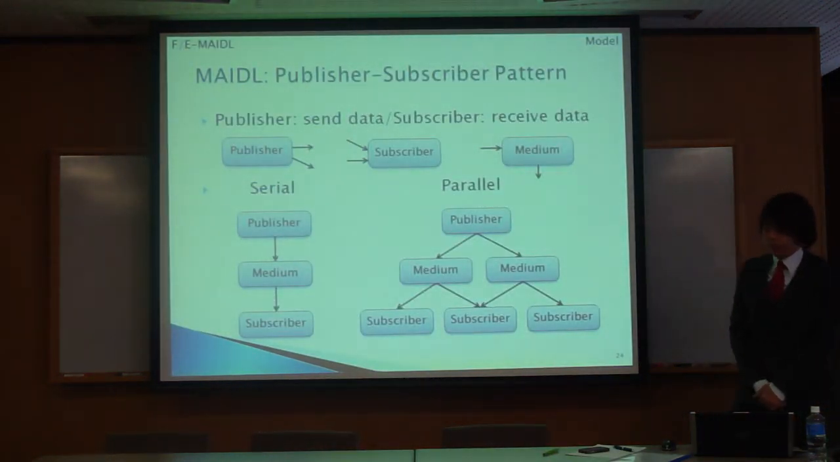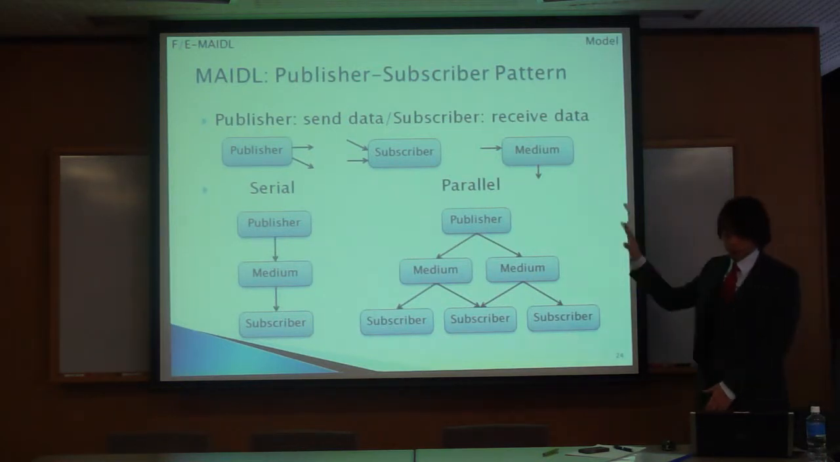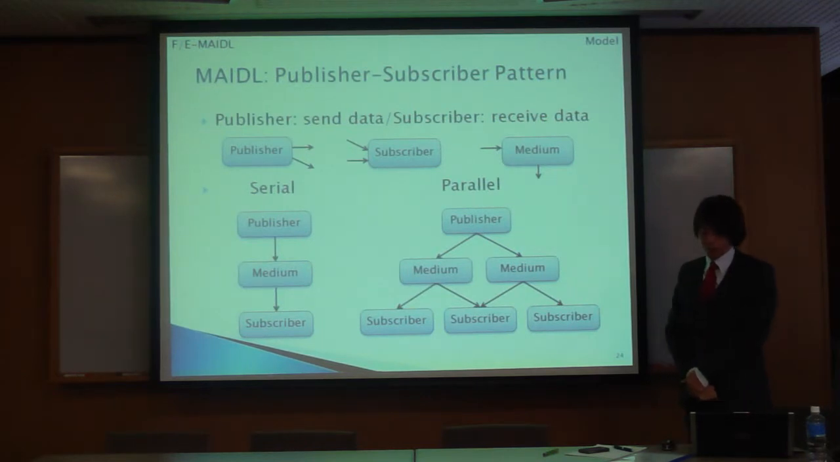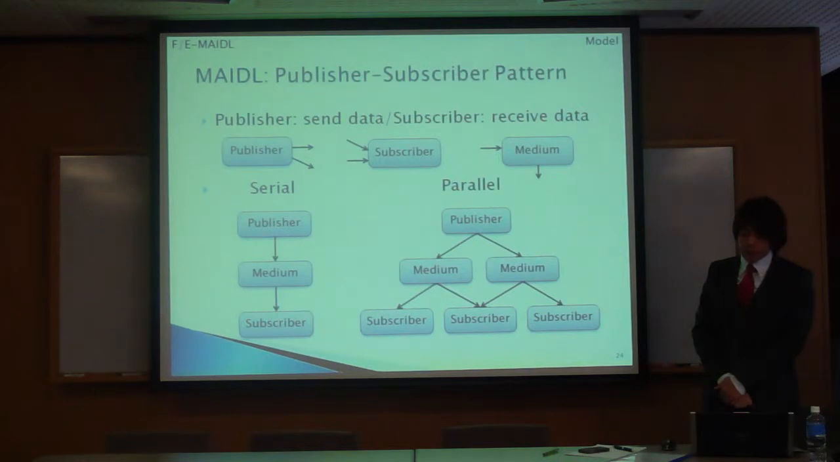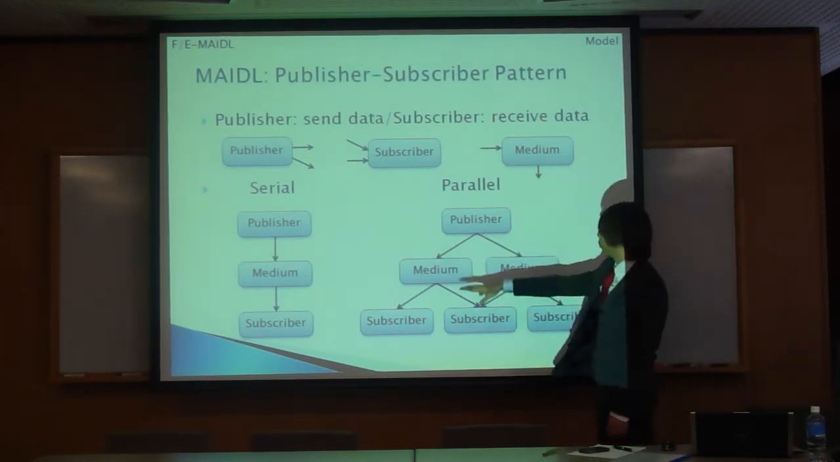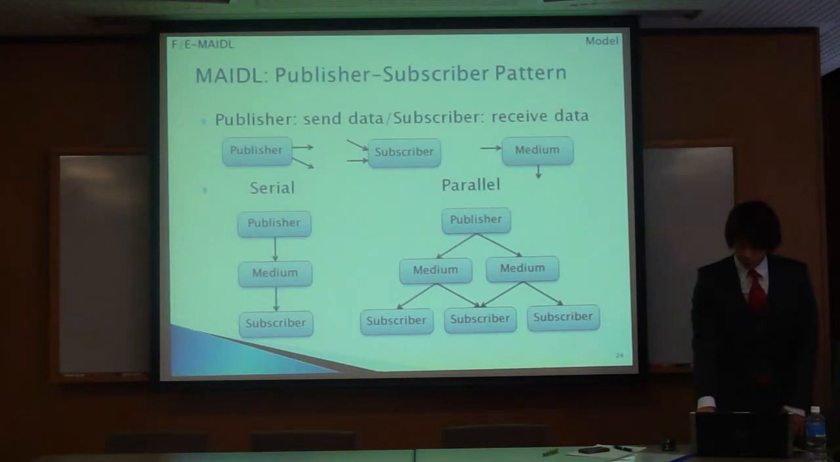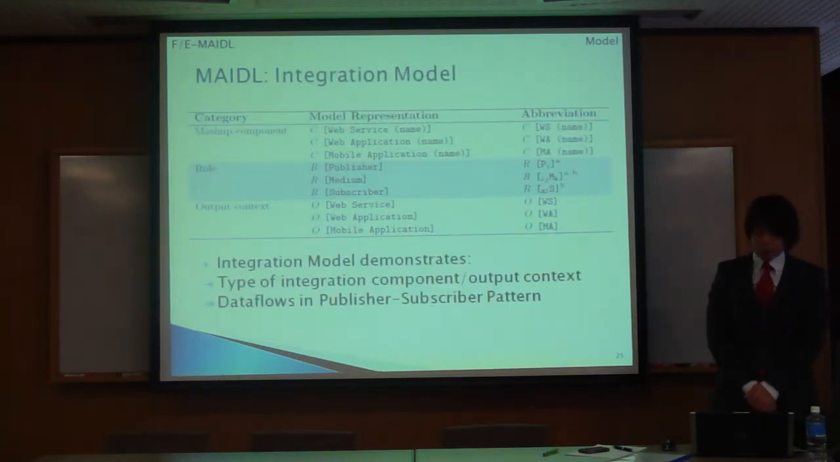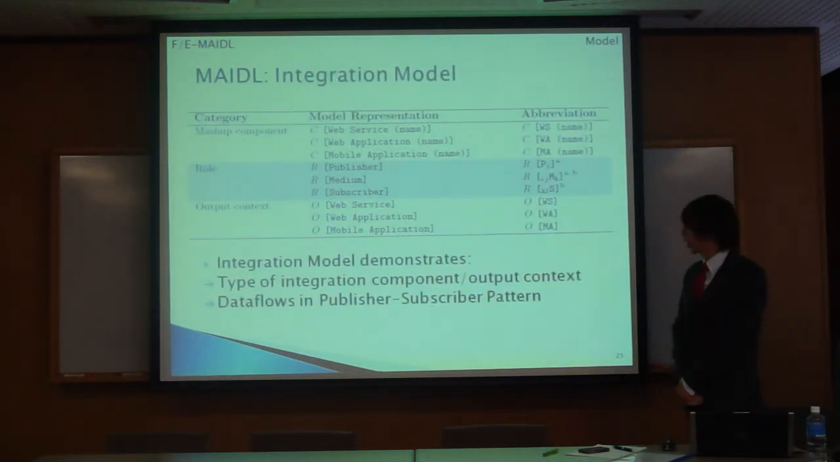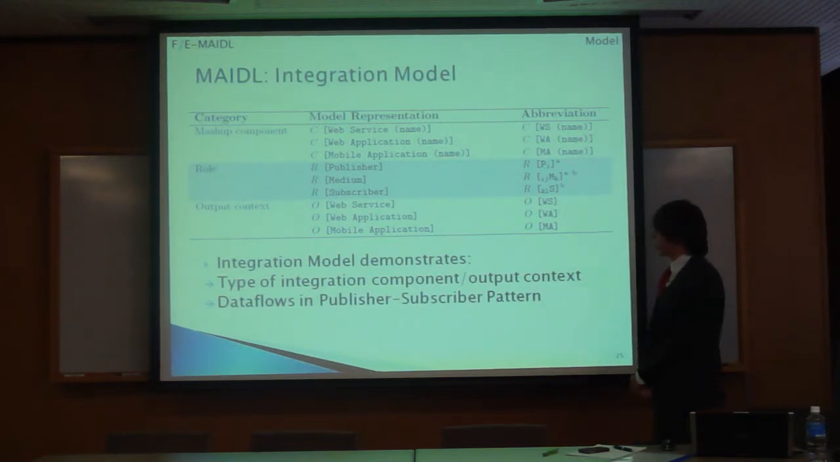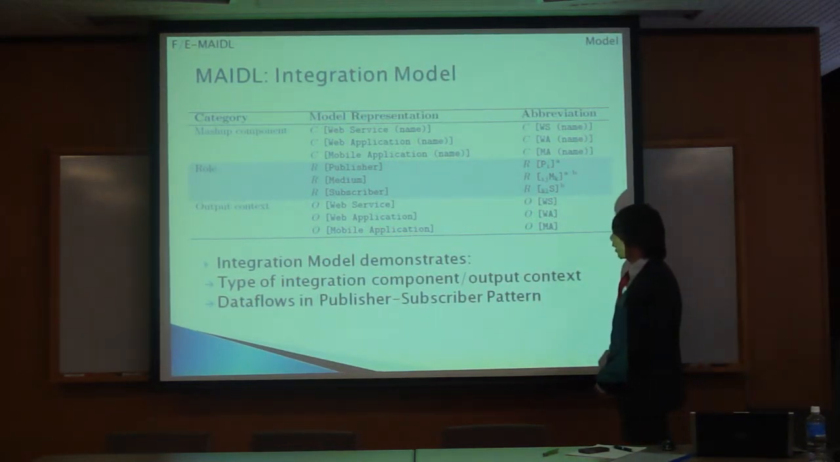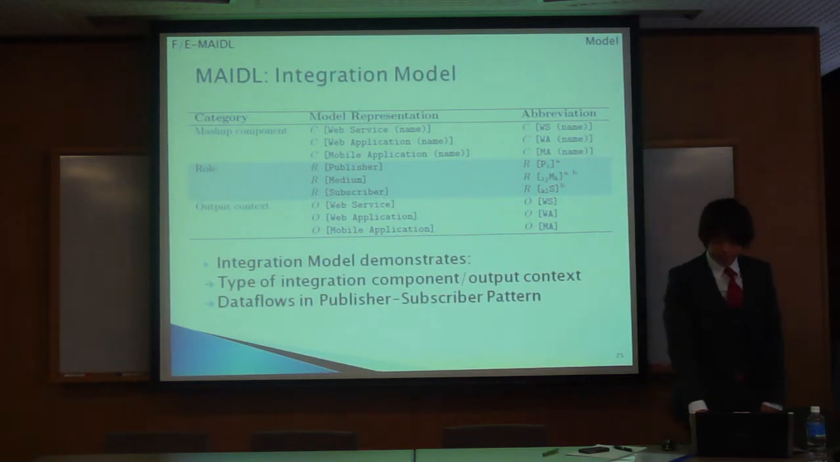For inter-component communication, we use the publisher-subscriber messaging pattern. The publisher sends the data, the subscriber receives it, and the medium does the work of sending and receiving. So the components can be aligned in serial or parallel sequences. We use the integration model to represent the type of integration component. So the integration model demonstrates the type of integration components and the output context, and also the data flow in the publisher-subscriber pattern.